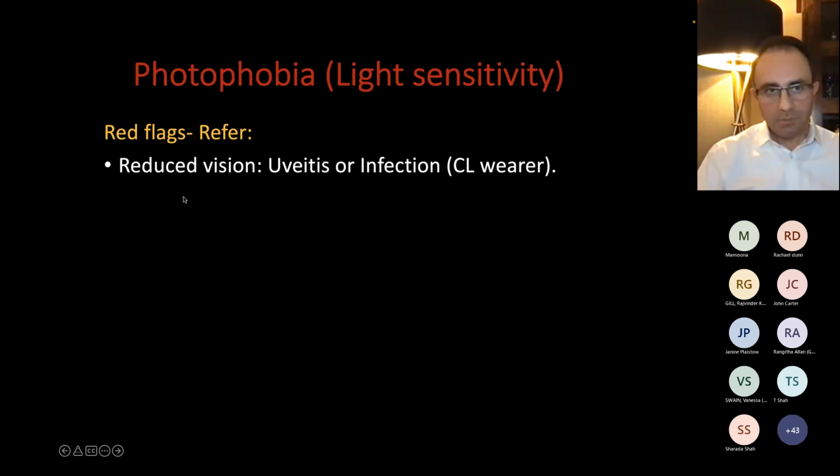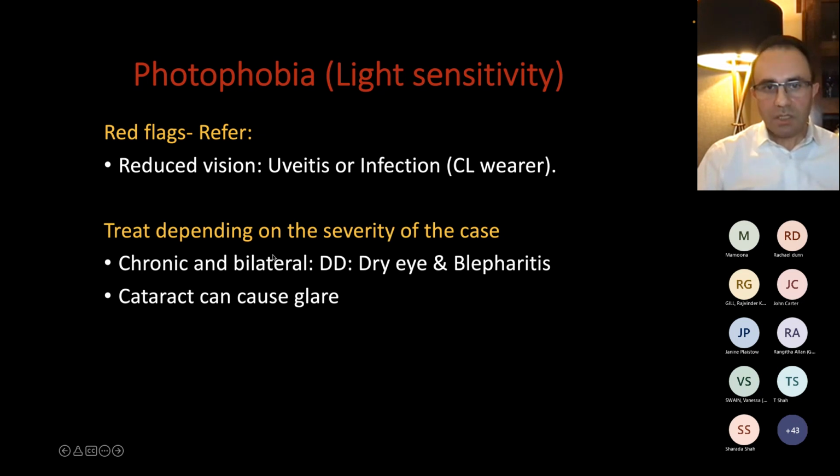Light sensitivity, again, red flags: any reduced vision with light sensitivity, because it can be uveitis or infection, as we said, in a contact lens wearer. So this needs to be sent as soon as possible. You can treat, depending on the severity of the case, if this is chronic and bilateral, because it can be dry eye or blepharitis, or sometimes cataract itself can cause light sensitivity as a form of glare more than anything else.